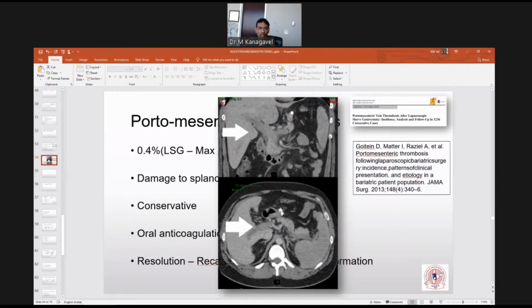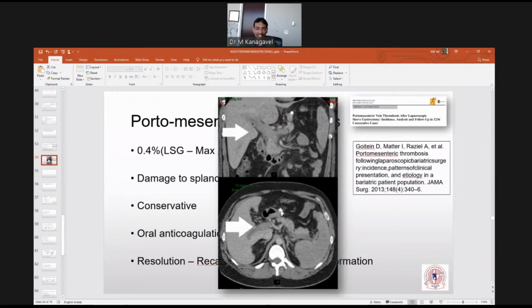molecular weight heparin, or you can use IV unfractionated heparin, and you have to follow through with the initiation of oral anticoagulation. Obviously, this is all for a patient who's otherwise stable. I'm not talking about a patient who's presenting with peritonitis. If you have a patient clinically presenting with peritonitis, or you have CT scan findings concerning for bowel ischemia, you need to do an emergent exploration with possible bowel resection if the intraoperative findings warrant that.